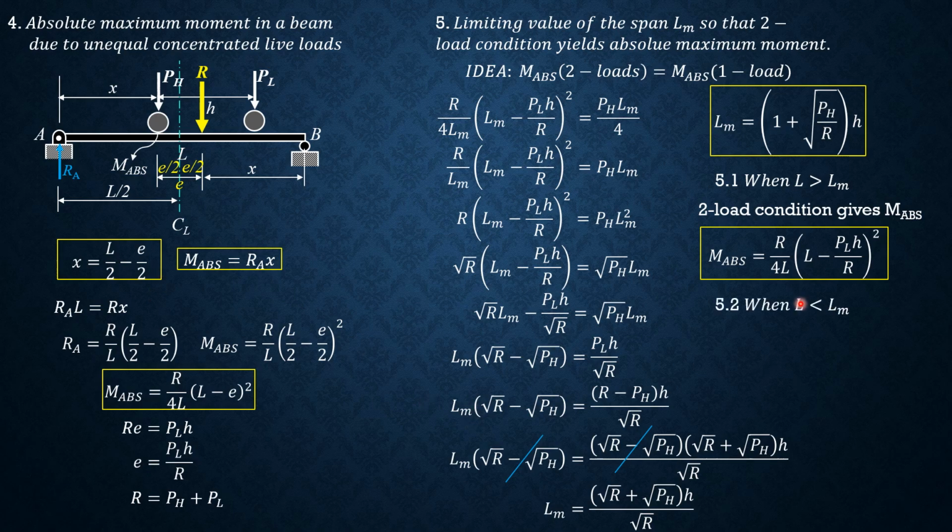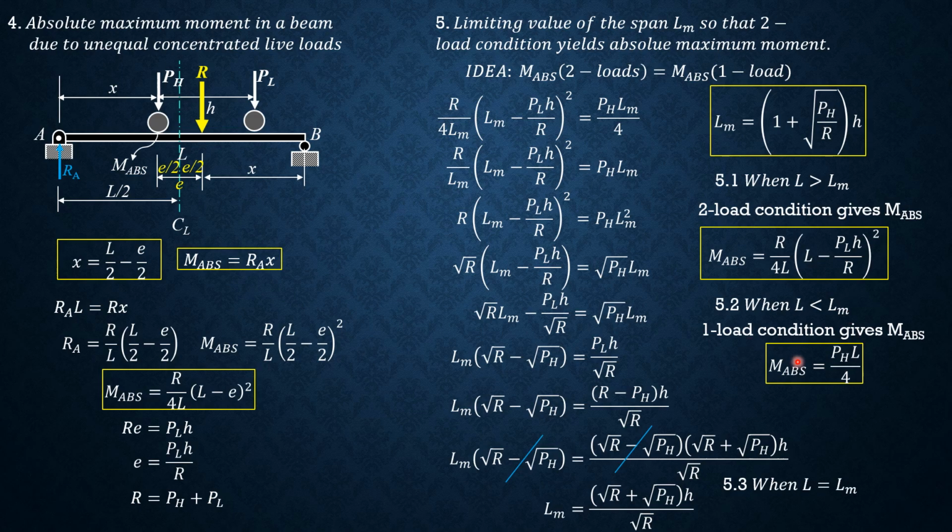Then when L is less than LM, then that means one load condition gives M absolute max, and the absolute maximum moment is given by PHL over 4. And finally, when L equals LM, then either load condition gives absolute maximum moment. So that's it for this situation.